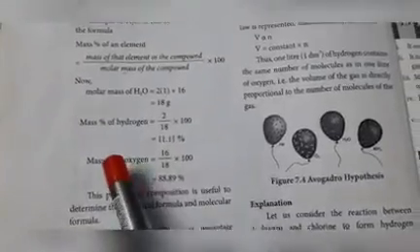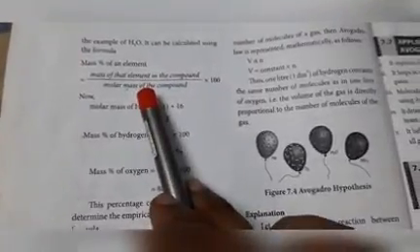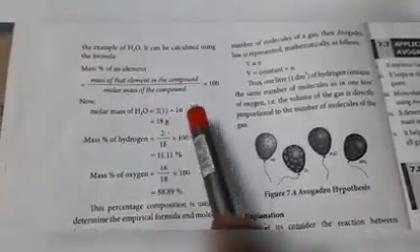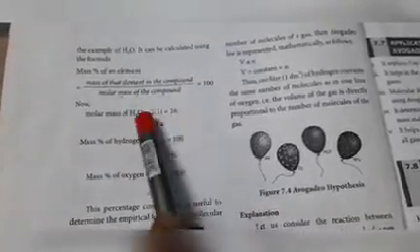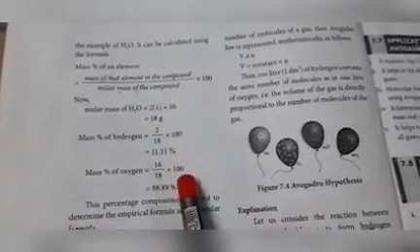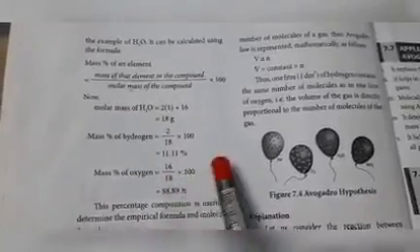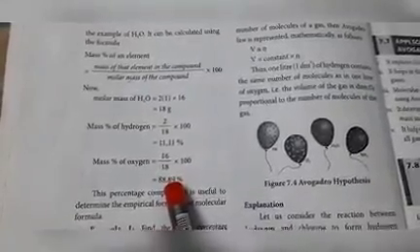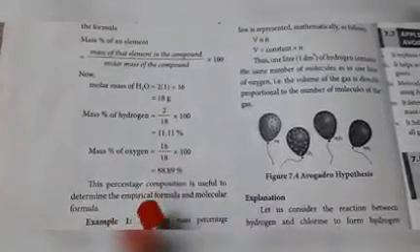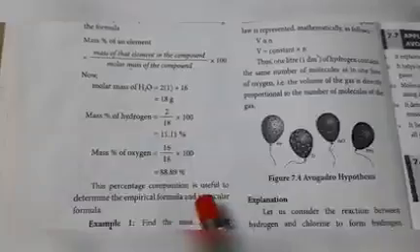Similarly we calculate the mass percentage of oxygen, which is equal to mass of oxygen, already you know 16, divided by molar mass of the compound, 18, into 100. That is 16 divided by 18 into 100, and if you simplify you will get 88.89 percentage. So this is one example. Percentage composition is useful to determine empirical formula and molecular formula.